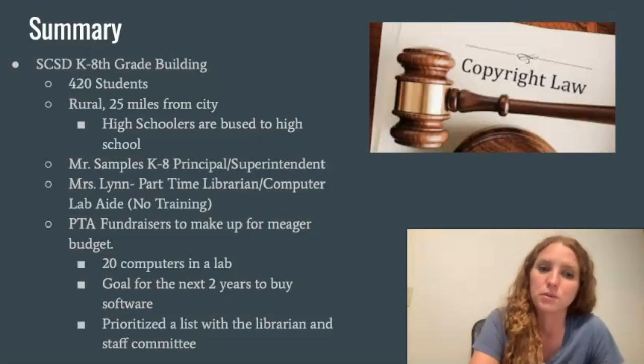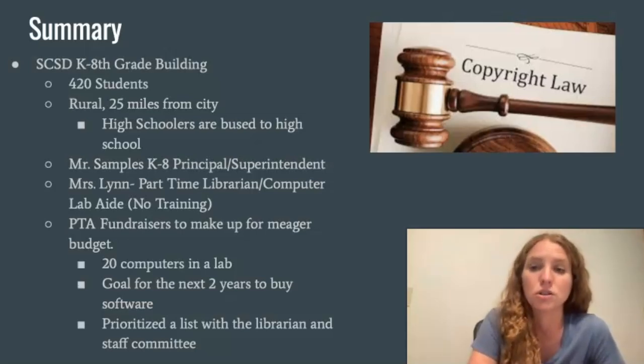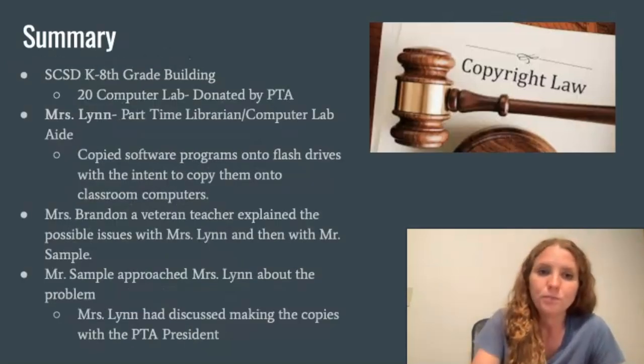of working with teachers and building relationships. Something else to note is that because of the low budgets in the school district, the Parent Teacher Association does a really good job of fundraising, and they have put together a computer lab that has 20 computers in it, and teachers can reserve this room. They work with Mrs. Lynn. The goal for the next 2 years is to buy more software to meet the student needs and provide more resources. And Mrs. Lynn has prioritized that, working with the staff and with the PTA as well.